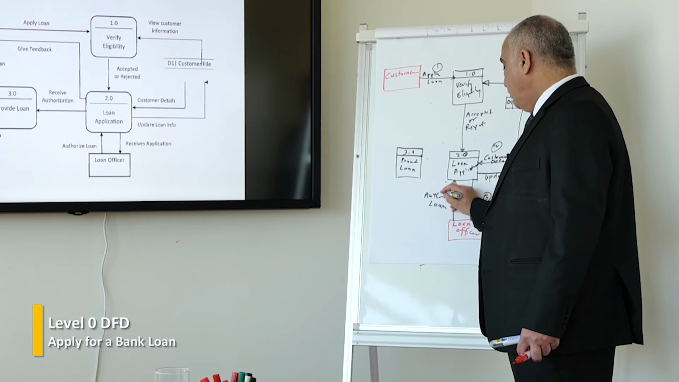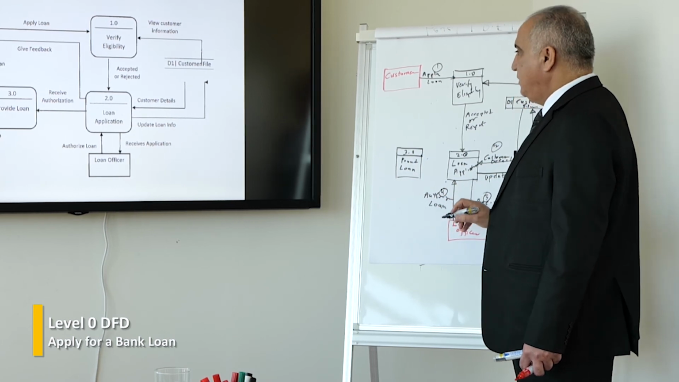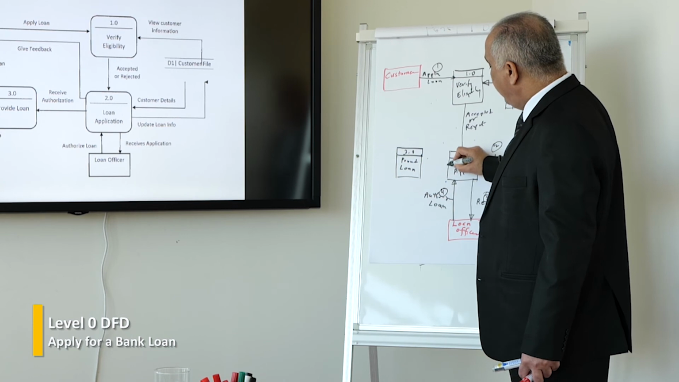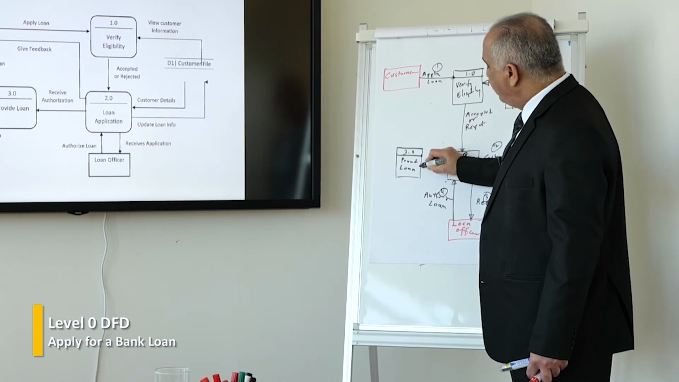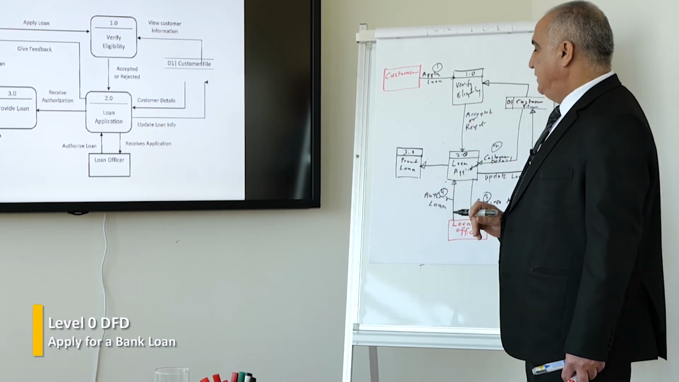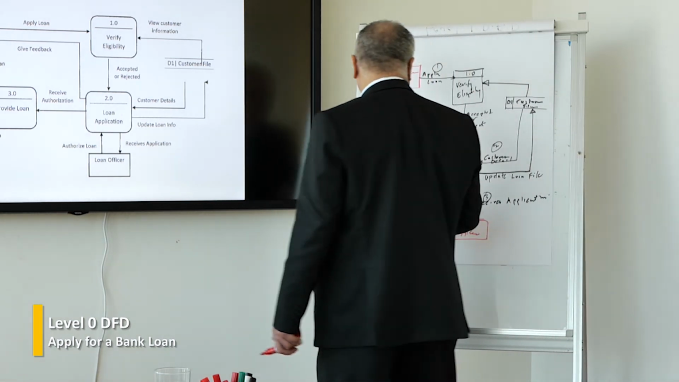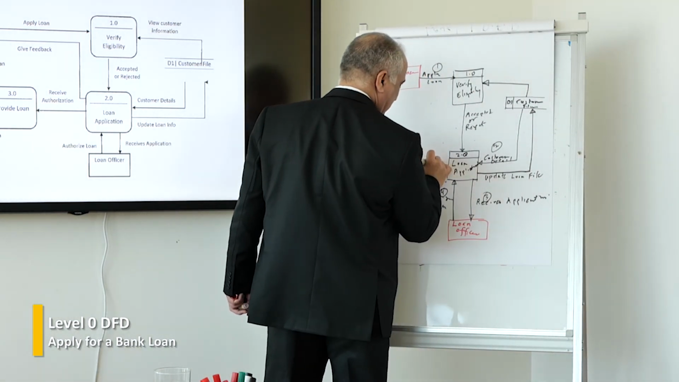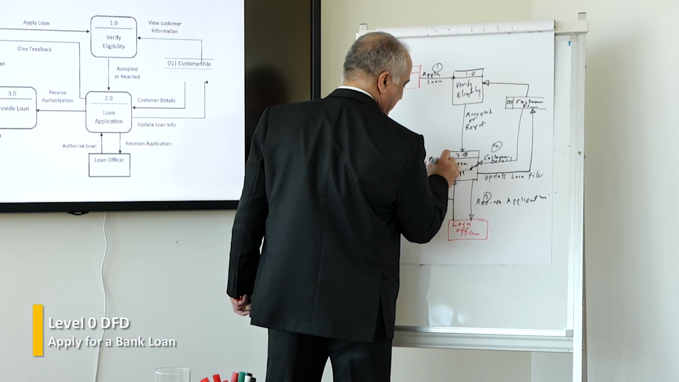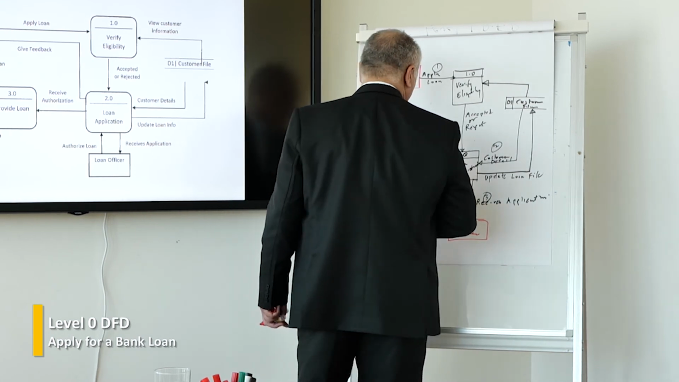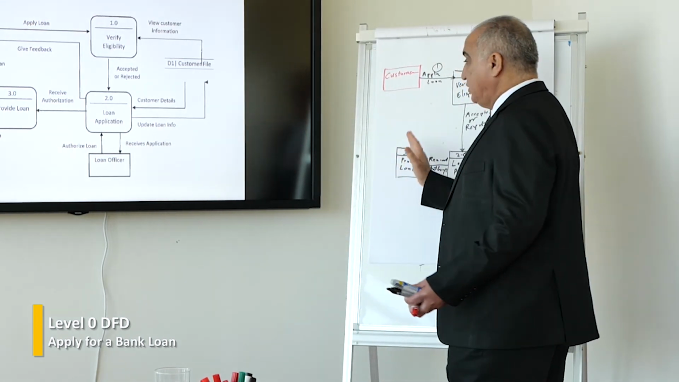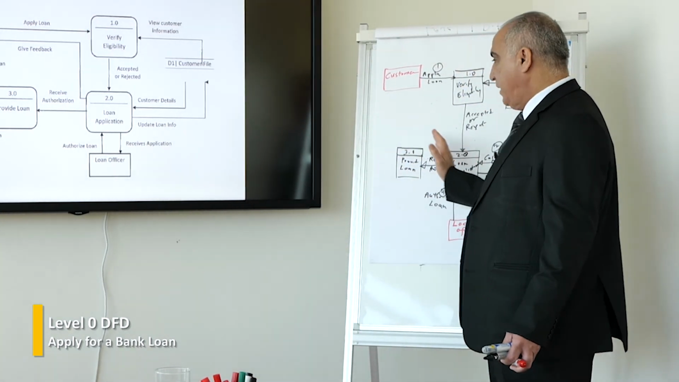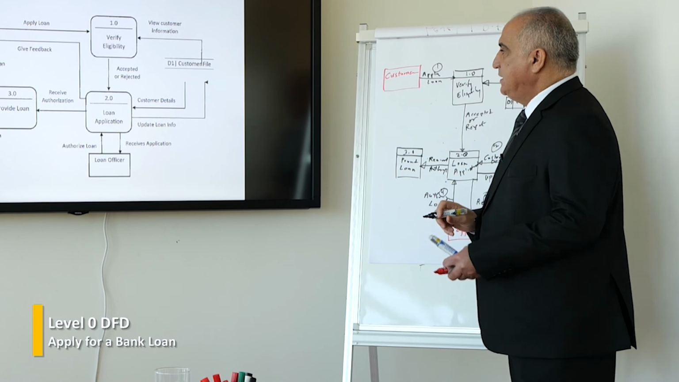That's number 4. And now this program will call another process. In this process, received authorization. So a process can call a process, and a program can call a program.